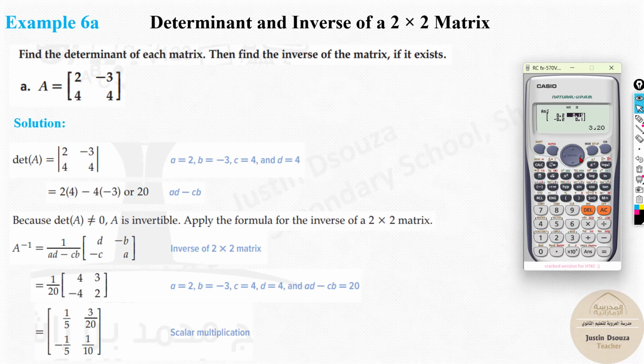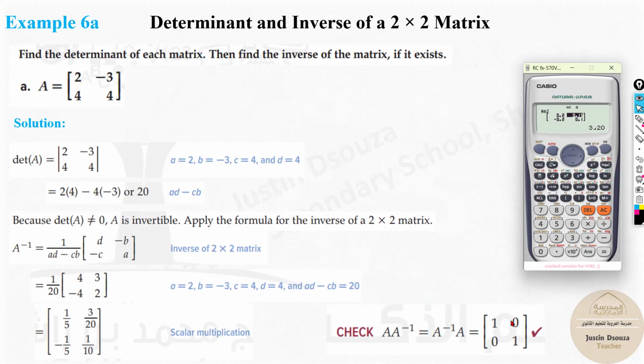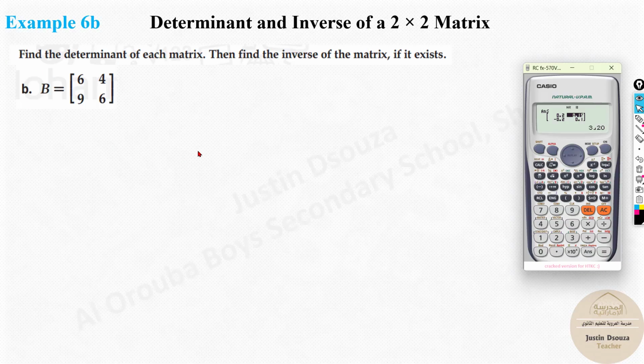Over here it's 3 by 20, minus 1 by 5 and 1 by 10. That's the answers. Okay, this over here shows in fraction. Here, if you see, it's in decimal. That's how we solve it. You can check it by multiplying the two matrices. You should get identity, and that means the inverse. Same way you can try this.